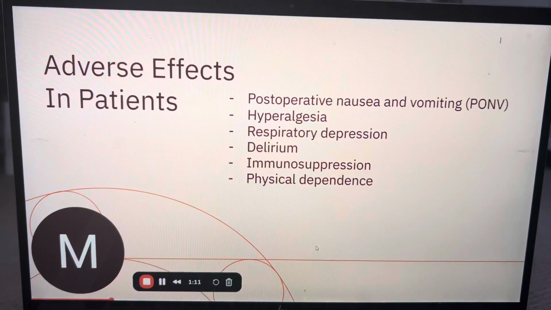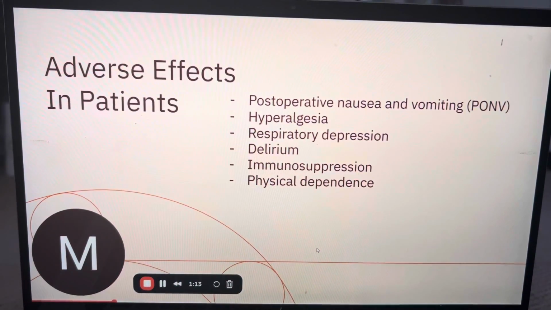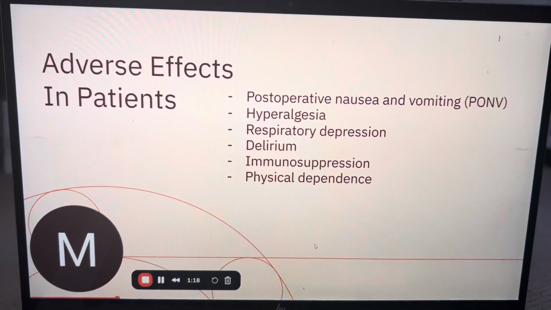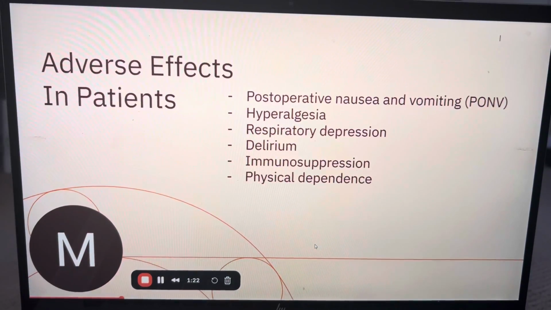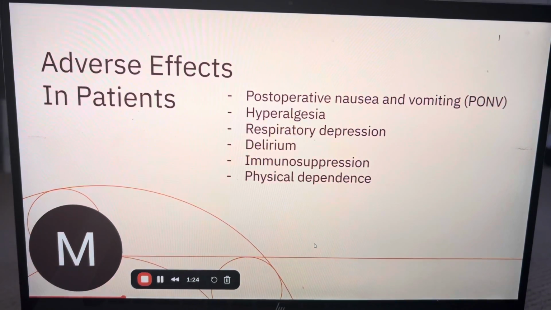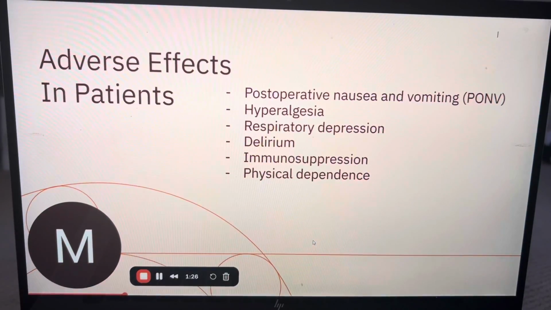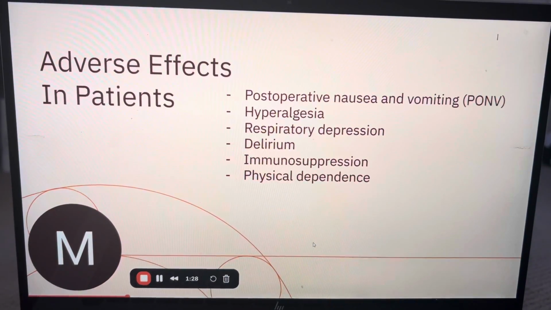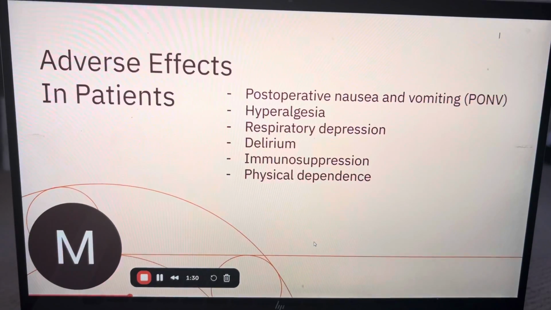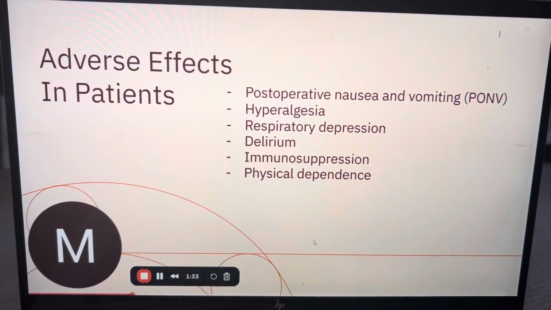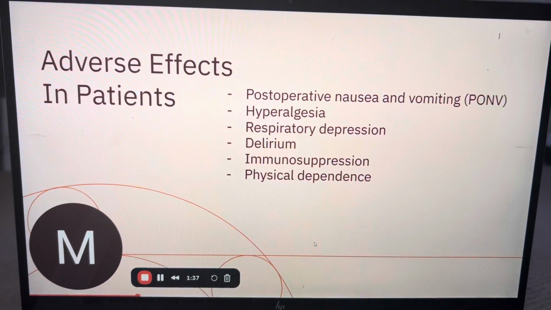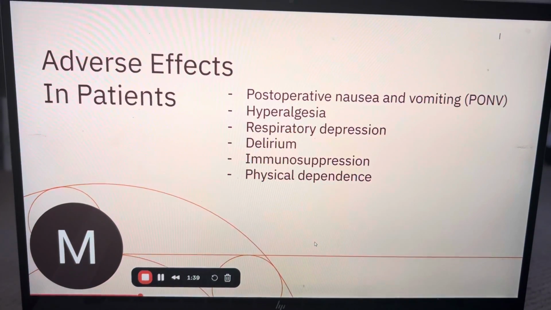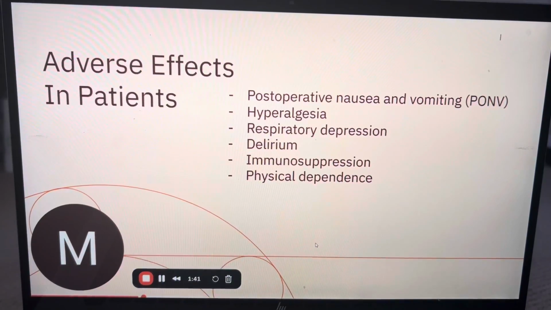Some other symptoms include hyperalgesia, which is the symptom of feeling pain more severely than normal, respiratory depression, or hypoventilation, which is breathing too slowly or shallowly, which leads to too much carbon dioxide in the blood. Another symptom is delirium, which is the lack of awareness of the surroundings around you. Immunosuppression, which is the reduction of the activation of the immune system, and of course, physical dependence or addiction.